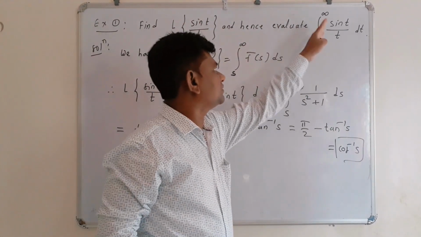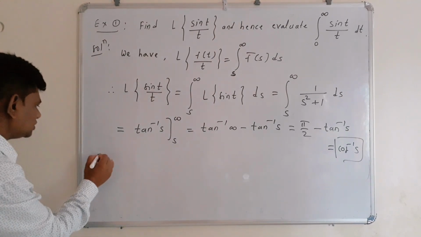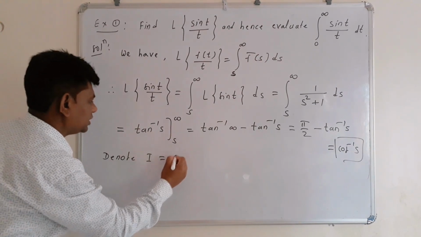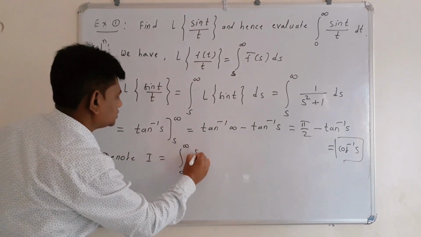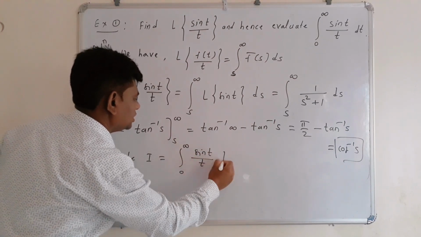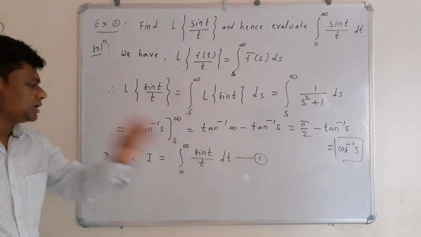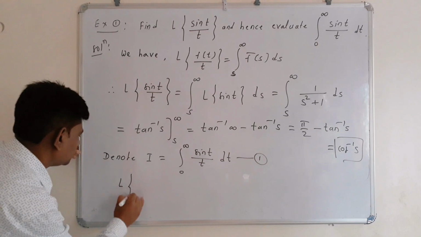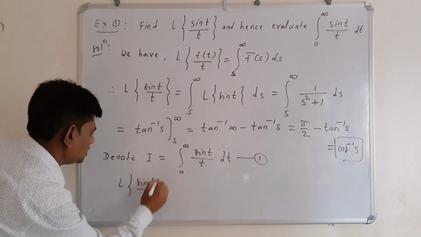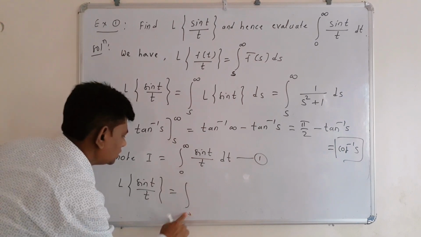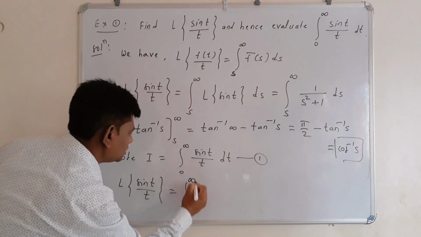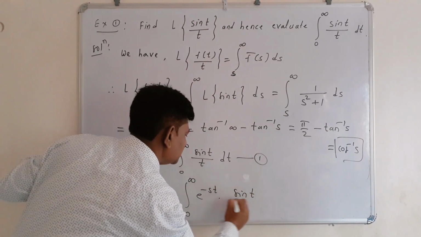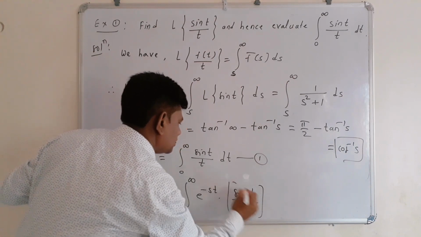Now we evaluate this integration. This integration is denoted by I, equal to the integration from 0 to infinity of sin t upon t dt, call it equation 1. Now by definition, the Laplace transform of sin t upon t is equal to the integration from 0 to infinity of e to the power minus st times sin t upon t dt.